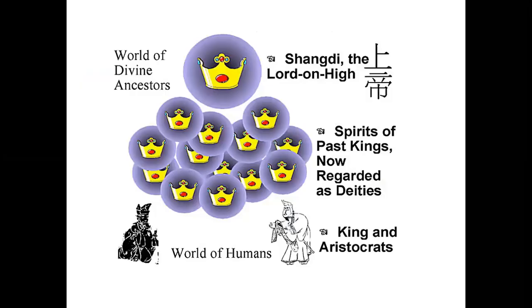I think I've talked enough about this. Maybe I should have kept this slide up as I was explaining all this stuff, right? But again, there's this notion of a divine hierarchy. Remember, Shangdi is the Lord on high. He's seen as the highest of all the deities.